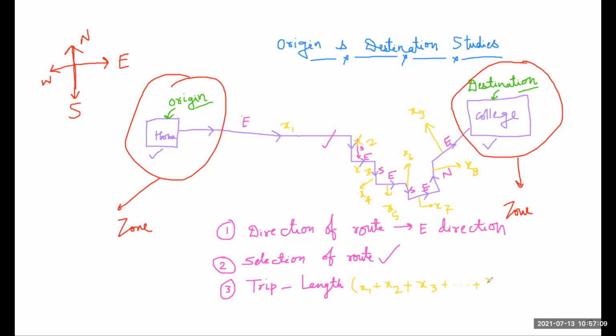So basically from origin and destination study we also get the direction of route, we also get selection of route, and also we get our trip length. Next we get is frequency and number of such trip and number of individual traveling on a particular trip.